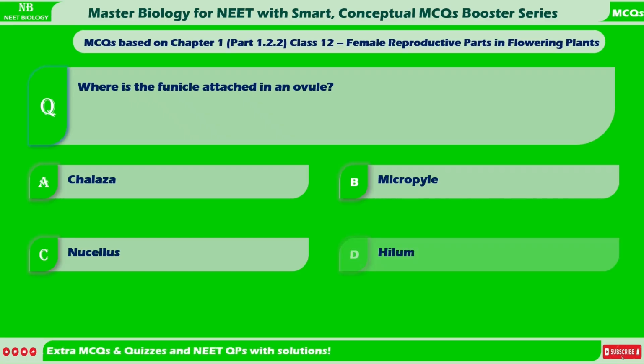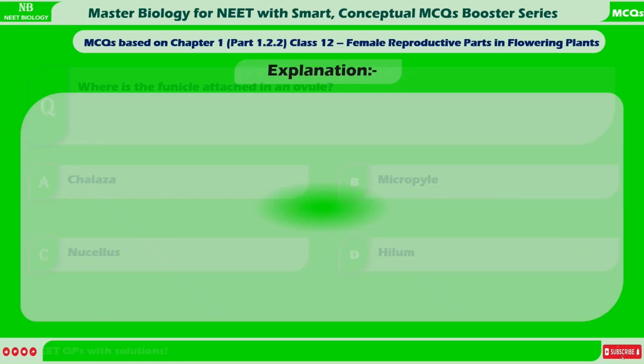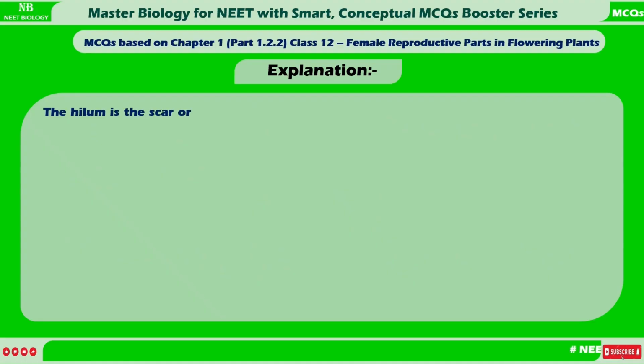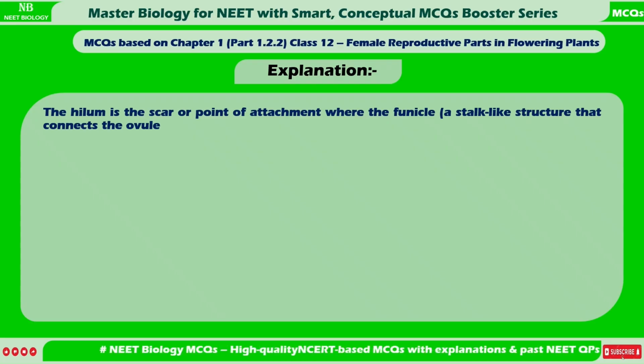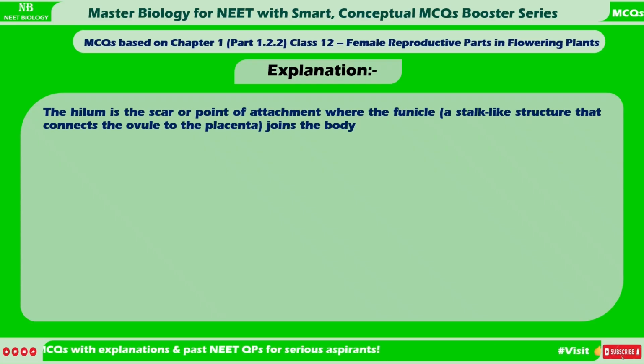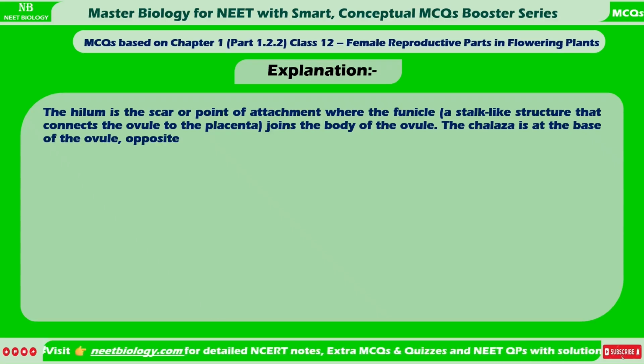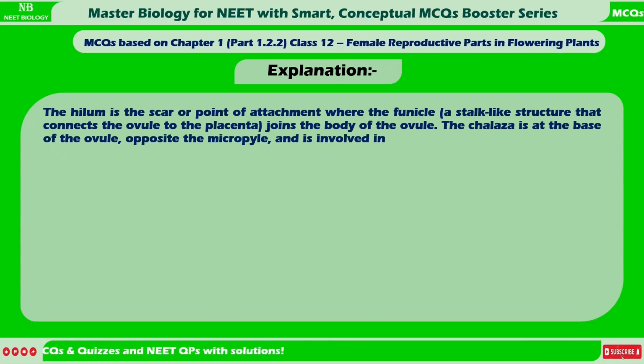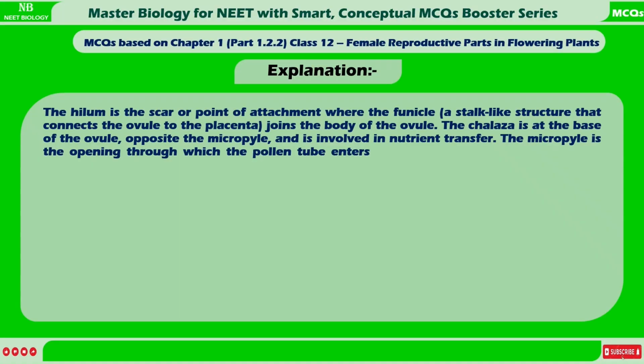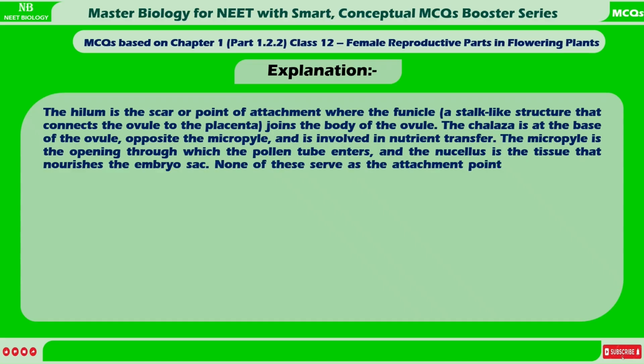Correct answer is D. Hilum. Explanation: the hilum is the scar or point of attachment where the funicle, a stalk-like structure that connects the ovule to the placenta, joins the body of the ovule. The chalaza is at the base of the ovule, opposite the micropyle, and is involved in nutrient transfer. The micropyle is the opening through which the pollen tube enters, and the nucellus is the tissue that nourishes the embryo sac. None of these serve as the attachment point for the funicle, making hilum the only correct answer.